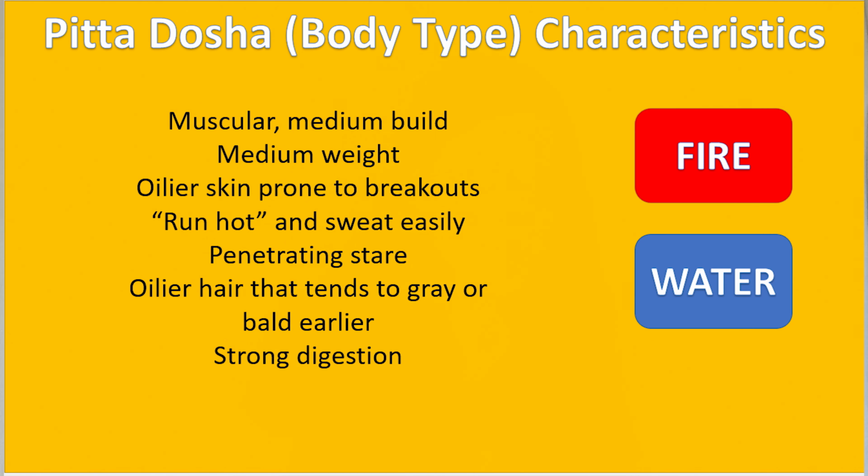Let's move on to the next body type, which is Pitta. So Pitta, as I've said before, is fire and water. What you can look for in a Pitta body type is a muscular or medium build with medium weight, oilier skin than Vata. They tend to run hot and sweat, obviously fire. They have a penetrating stare, that fiery stare of judgment, let's say. They have oilier hair that tends to be grey or bald earlier because of the fire element. And they have strong digestion, as I've already said before. So, a Pitta person is a fiery person. A Vata person is an airy person.